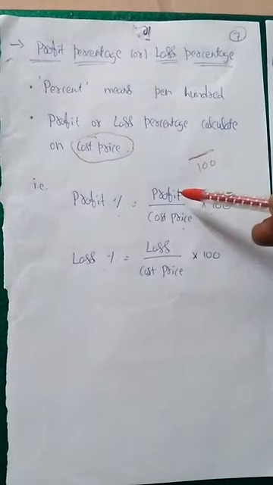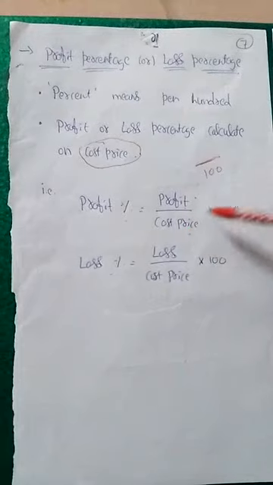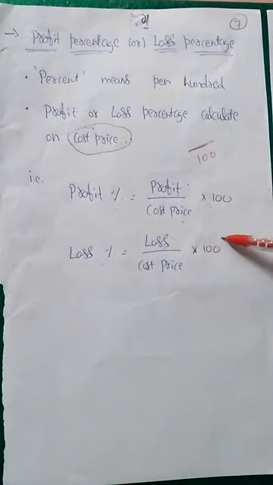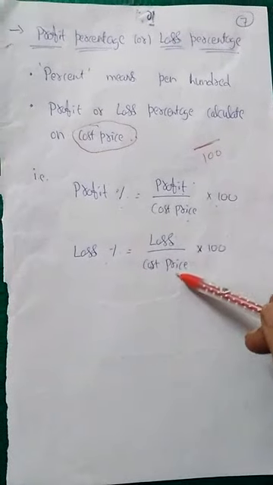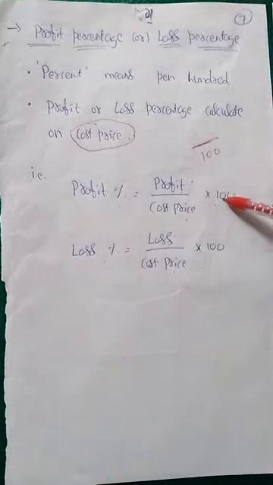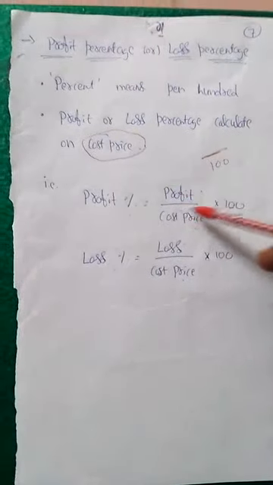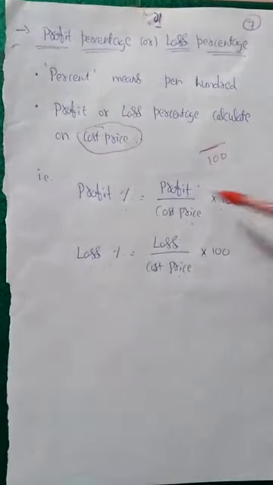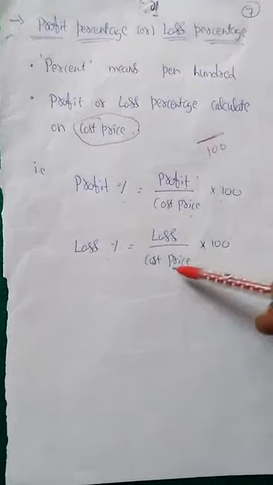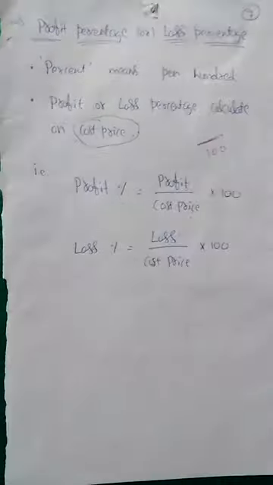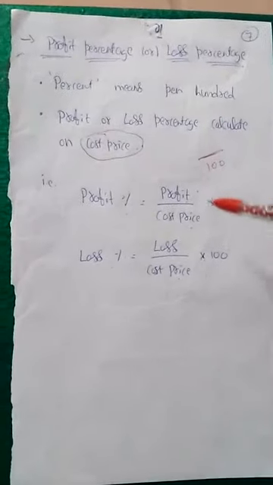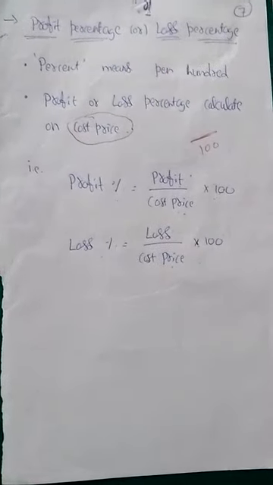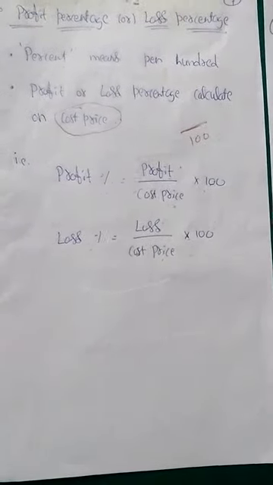Easy to remember this formula. Profit percent equals profit by CP into 100. Loss percent means loss by CP into 100. This by CP into 100 is common in both. Just profit will come here, or loss will come here. So profit by CP into 100 means profit percent. Loss by CP into 100 means loss percent. Okay. Remember these two. Upon these two formulae, we are going to see some more example problems.